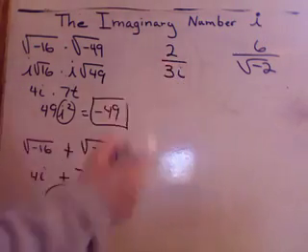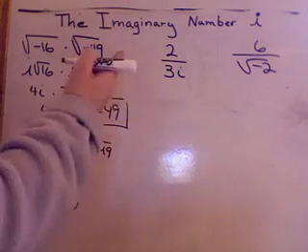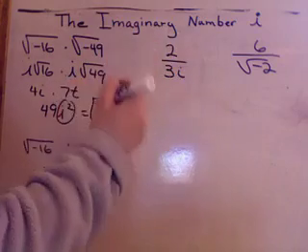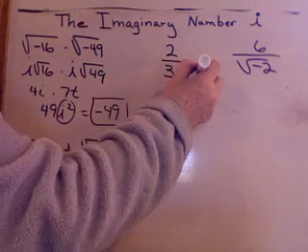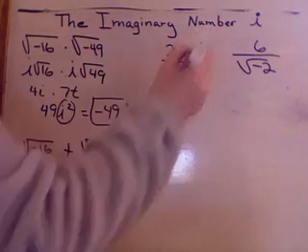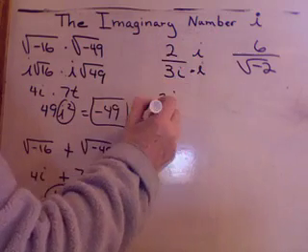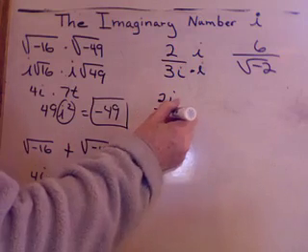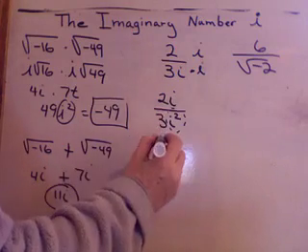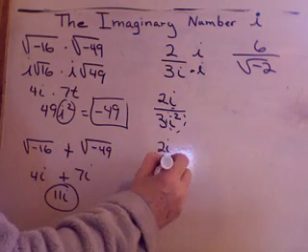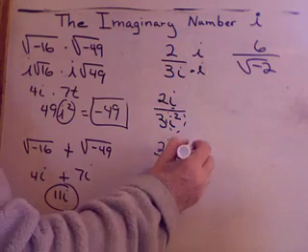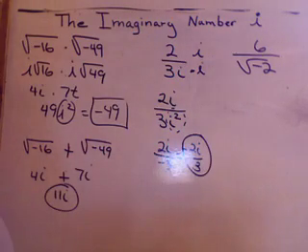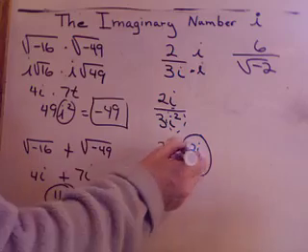Okay. This one looks pretty easy. The directions are simplify. You can't have an i in the bottom of a fraction because it's a radical. So multiply the top and the bottom by i. So I get 2i over 3i squared. i squared is negative 1, so 2i over negative 3, or negative 2i over 3. Either one of those is an okay answer.